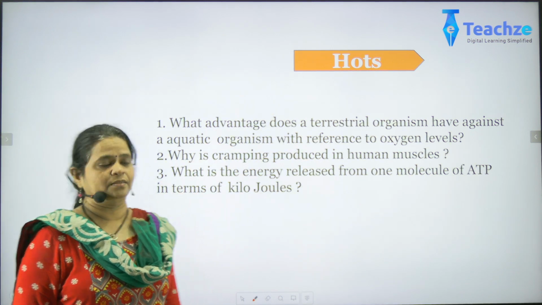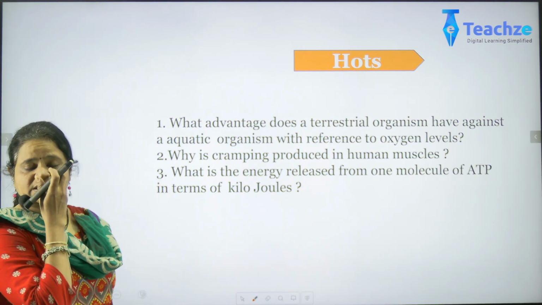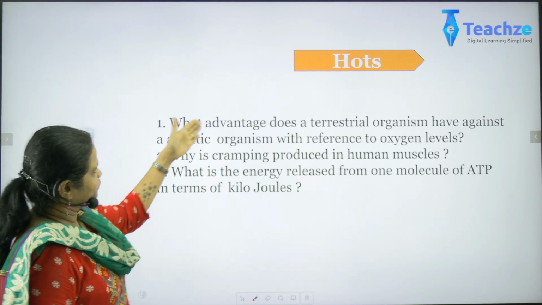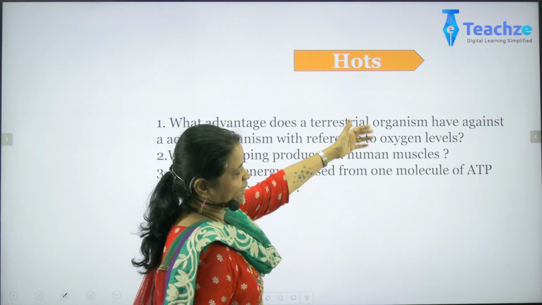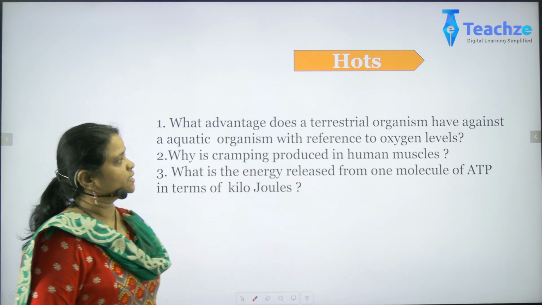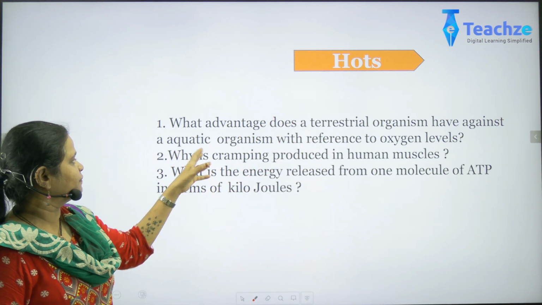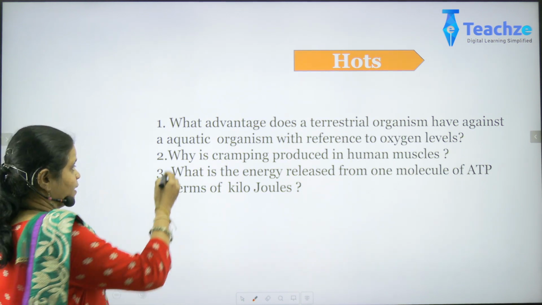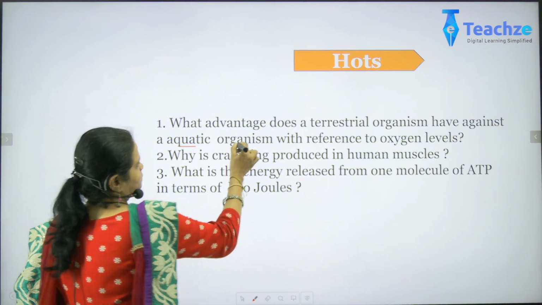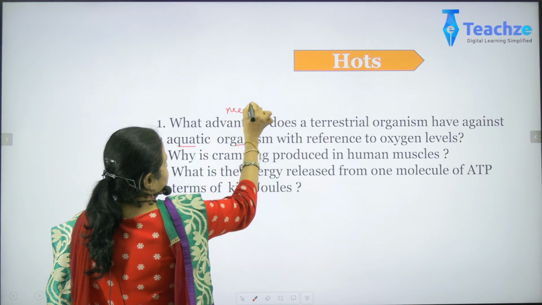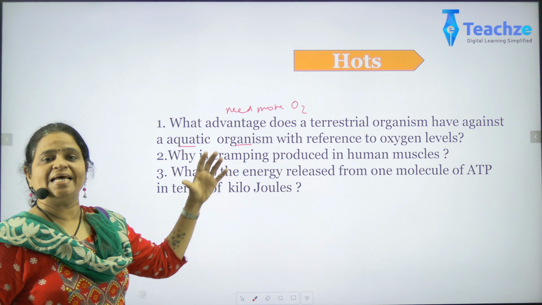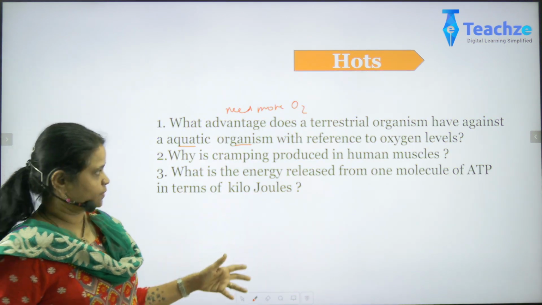Now, looking at the general questions which come from this topic, we have the first question, which we already discussed. What advantage does a terrestrial organism have against an aquatic organism? We understood already that the aquatic organism will need more oxygen because the water contains less dissolved oxygen.